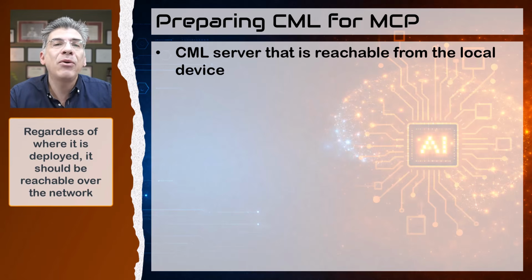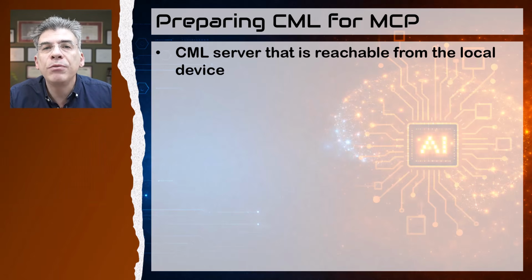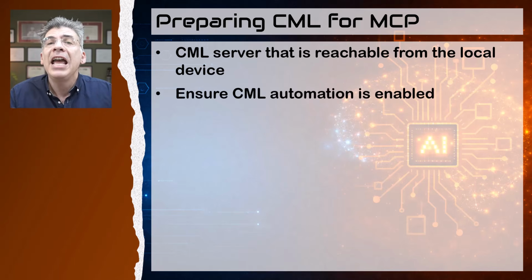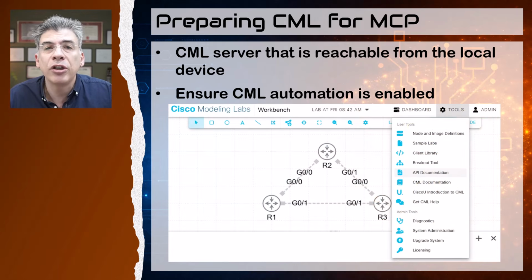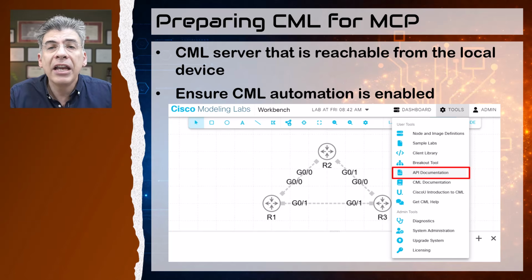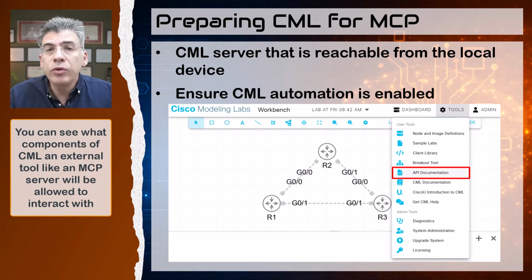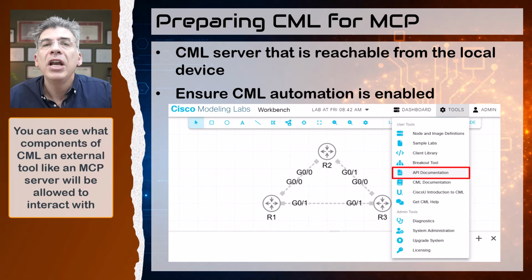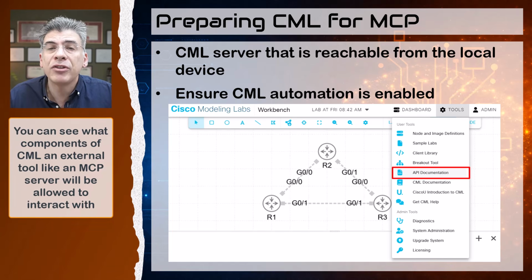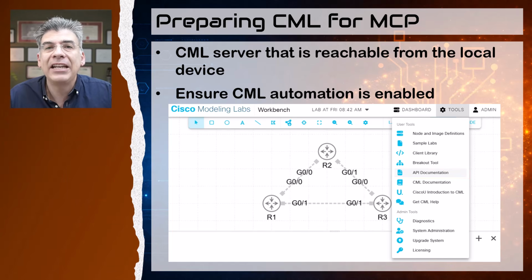I won't go into how to set up your CML. I assume you have that up and running already. I will, however, mention that you will have to ensure that you can automate your CML. Check out the API documentation page of CML. You can find that by going to Tools, API Docs. There you will see what an external tool, like an MCP server, is allowed to do with your CML server when authenticated to do so.